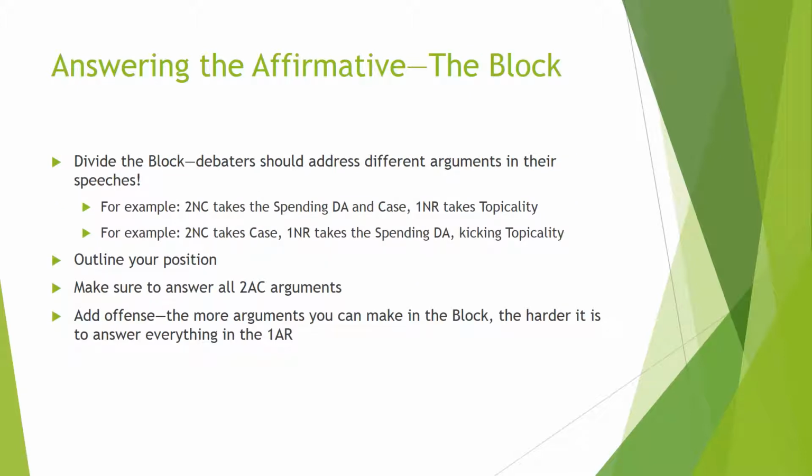In the block, remember to divide and conquer. Each debater should address different arguments in their speeches. For example, the 2NC could take the spending disadvantage and case, while the 1NR took topicality. Or, the 2NC could take case, and the 1NR could take the spending disadvantage, kicking topicality. First, outline your position, and make sure to answer all 2AC arguments. Lastly, make sure to add offense. The more arguments you can make in the block, the harder it is to answer everything in the first affirmative rebuttal.